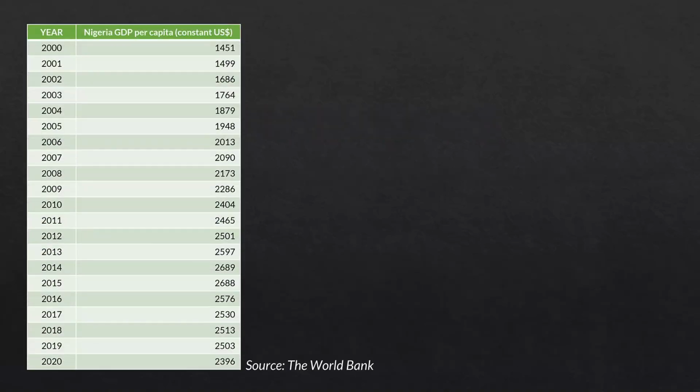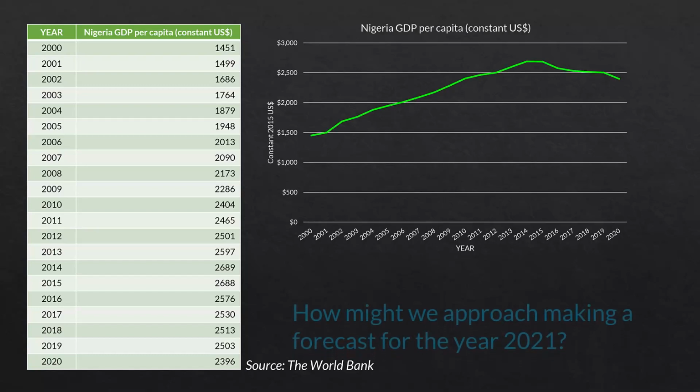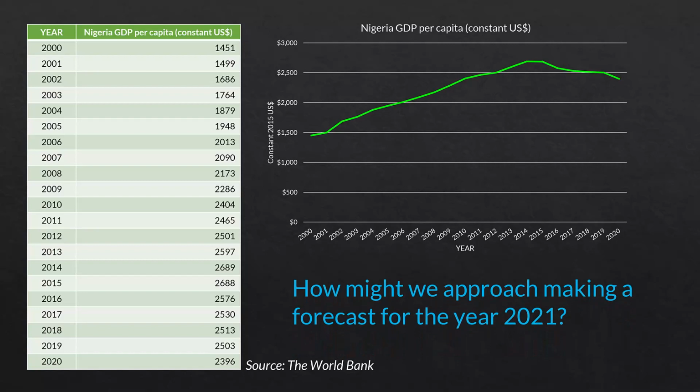To get you up to speed if you have not watched the previous videos, which of course you should go back and do, we're looking at the GDP per capita, or gross domestic product per capita, for the country of Nigeria, and it's in constant US dollars. We have the year 2000, where it is $1,451, all the way up to the year 2020, where it was $2,396. On a graph, it looks like this. The question we were asking is, how might we approach making a forecast for the year 2021?